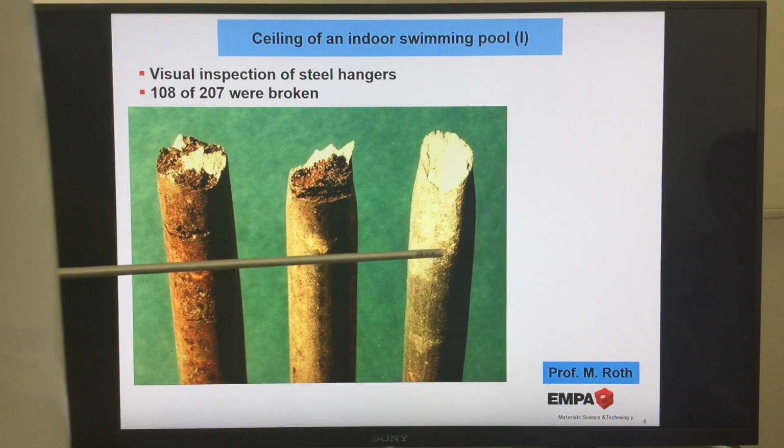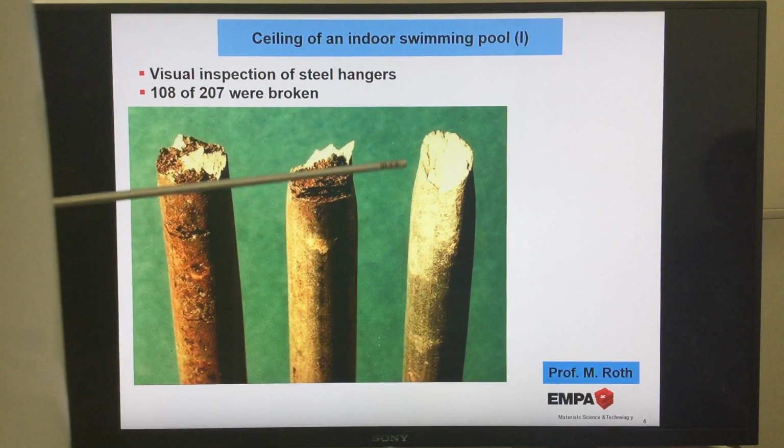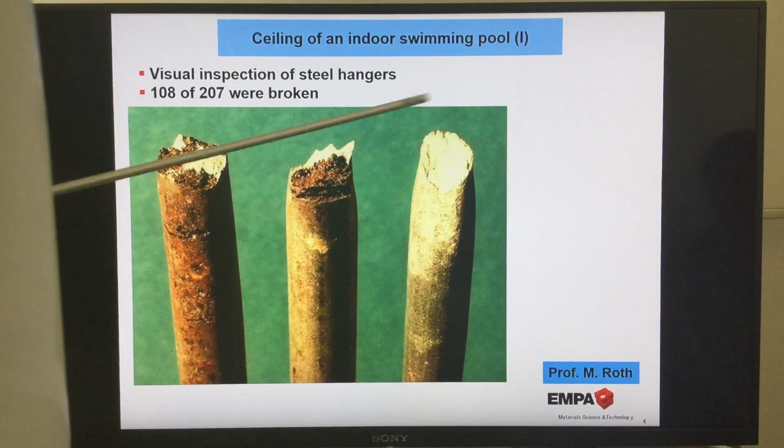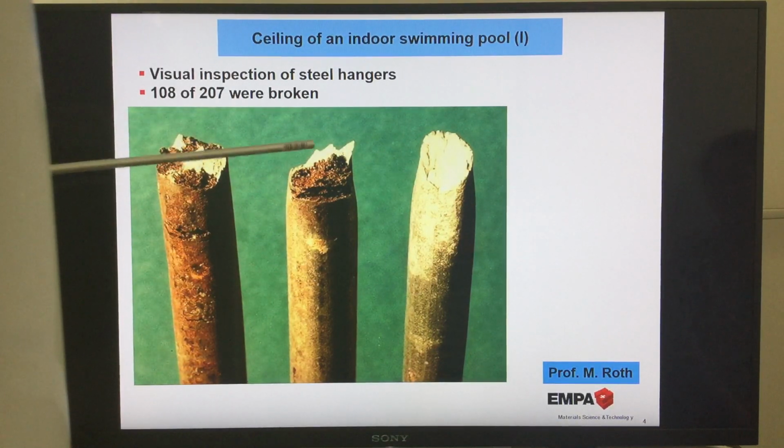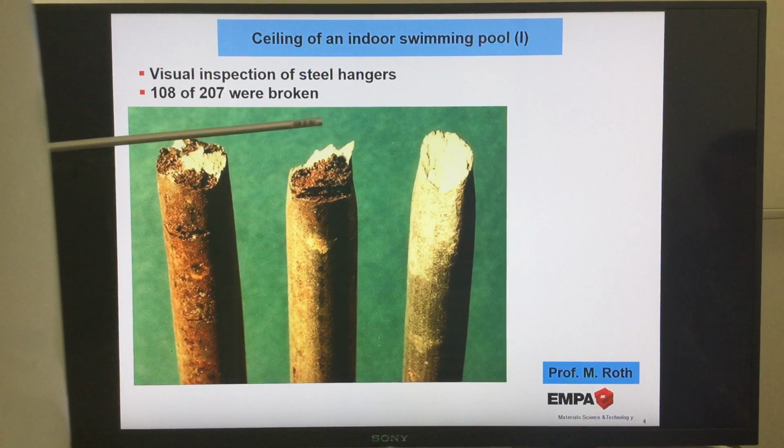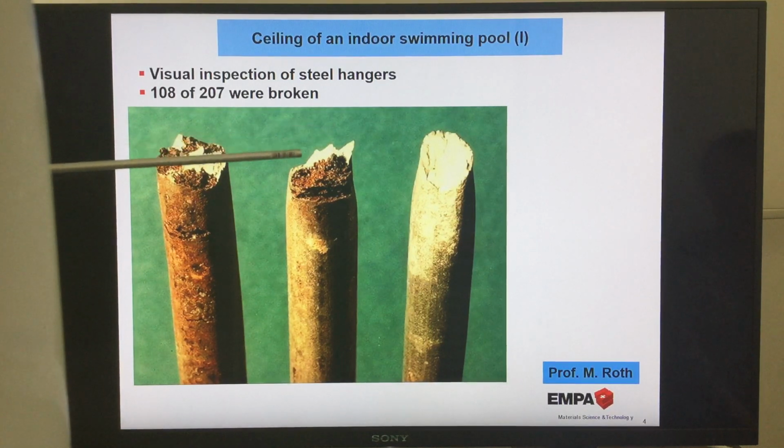You see very nicely here the necking of the material due to the plastic deformation, and the fracture area has an angle of about 45 degrees. So that was unaffected. And these are very much affected by heavy corrosion. There are some small parts where there was no corrosion, and you see there also the overload fracture, which has also an angle of 45 degrees.